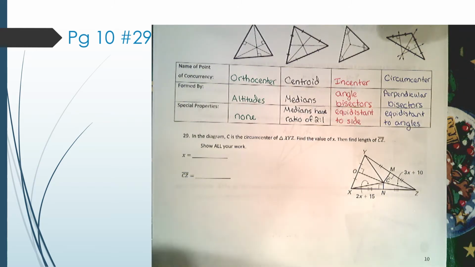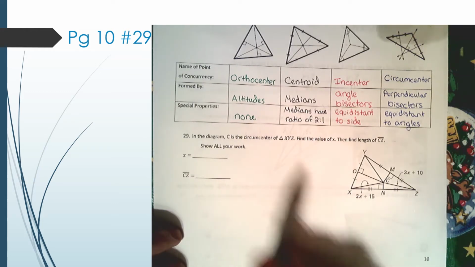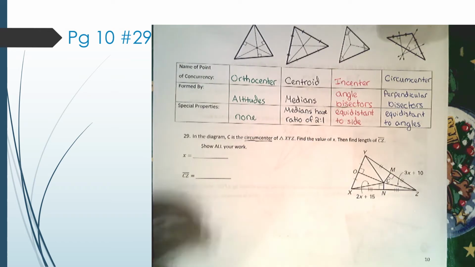All right, so now last question on page 10 is number 29, and it says in the diagram, C is the circumcenter of the triangle XYZ. Find the value of X, then find length CZ. Show all your work. If you actually remember, this was one of our test questions. Now, in here, you have this triangle, and I'm told that you're dealing with the circumcenter.